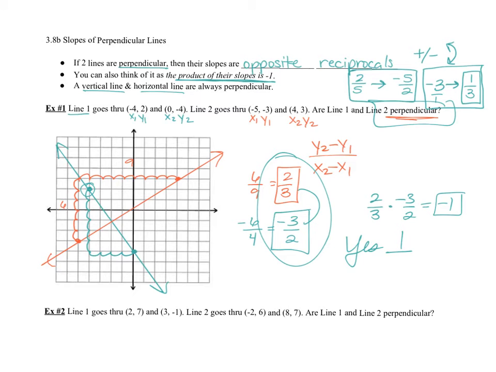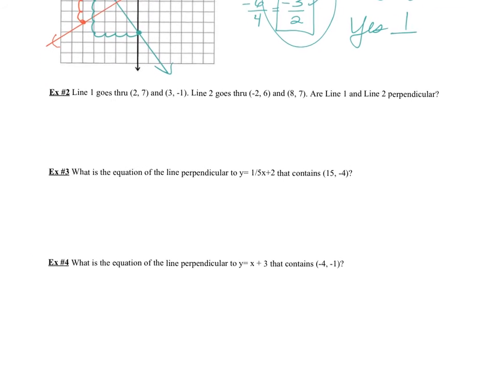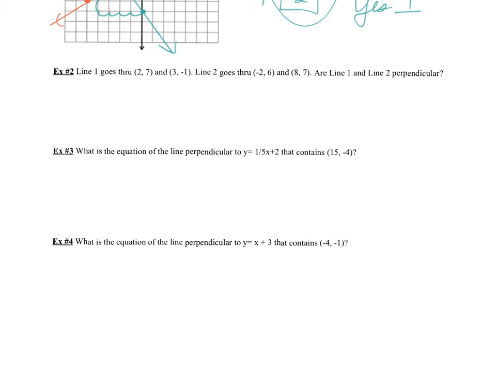So if you have the graph, or if they ask you to graph, you're welcome to do it that way. If you don't have the graph, then you should do it this way. Let's say we have x1, y1, and x2, y2. So you're given line 1 goes through those 2 points. Line 2 goes through these 2 points.